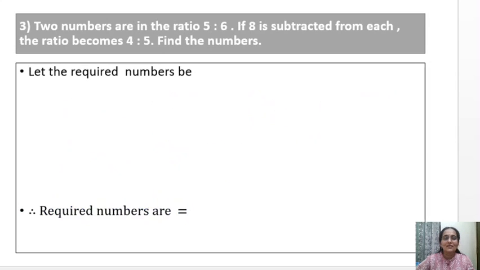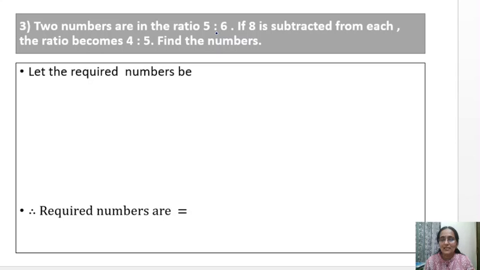Read the next question. Two numbers are in the ratio 5 is to 6. If 8 is subtracted from each, the ratio becomes 4 is to 5. Find the numbers. You don't know the numbers, the ratio is given. That means the ratio is 5 is to 6. If one number is 50, another number is 60. If one number is 500, another number is 600. That is the meaning of ratio.